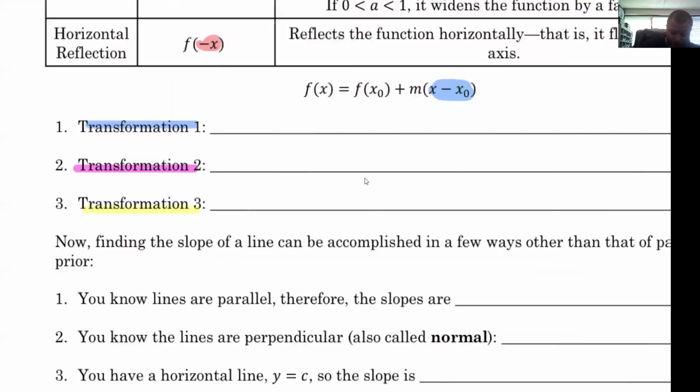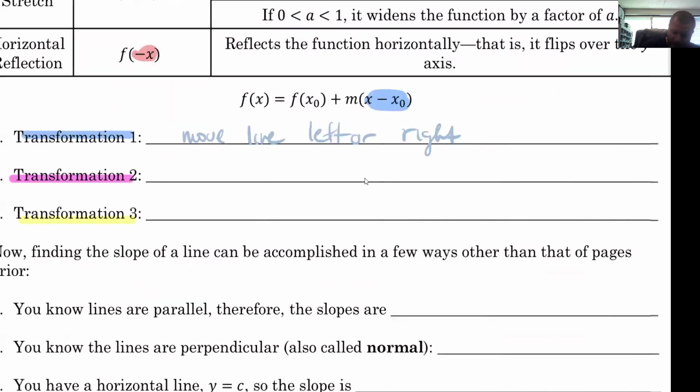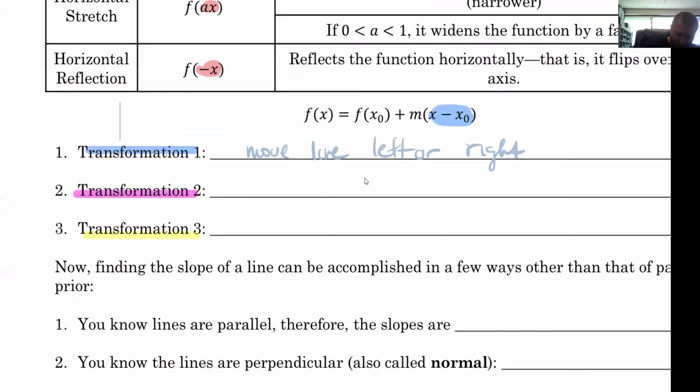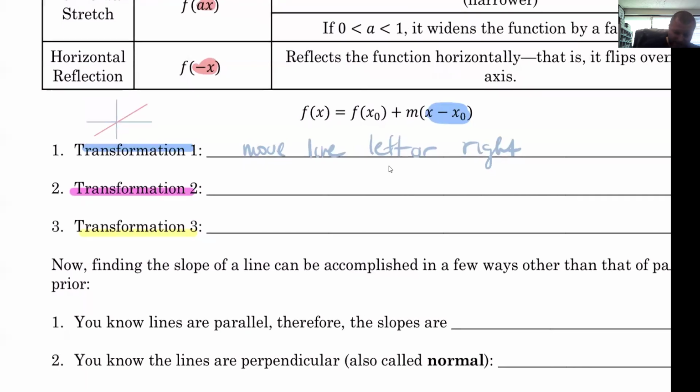So the first transformation is we move the line, because we're just talking about a line right now, left or right. If I just thought about a boring line, so if I have just y equals x, this f of x equals x, it would look something like that. The first thing that happens is we take this line and we just shift it to the left or the right some amount. So you might get something that looks like that.